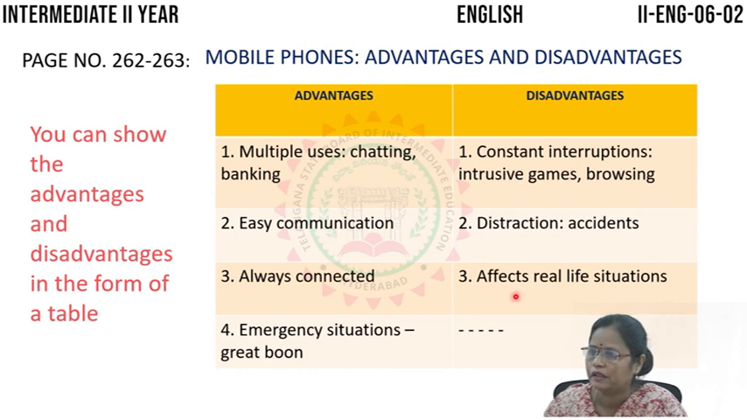But in real life situations, it also affects and disturbs our day-to-day life very easily and very often. And sometimes in emergency situations, mobile phones are just a great boon. They help us contact the medical services or the police department immediately and so easily get help from them. Okay. So this way the advantages and disadvantages of mobile phones can be shown in the form of a table here.